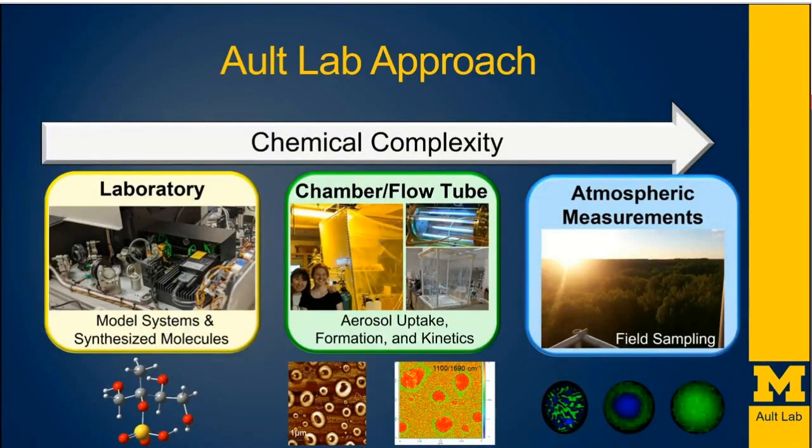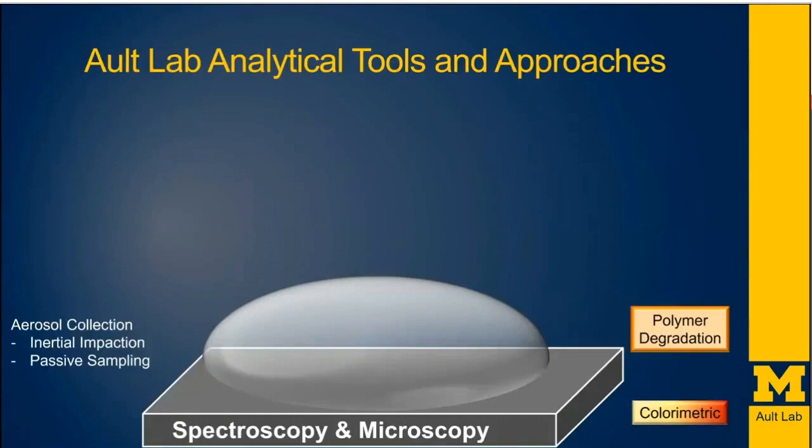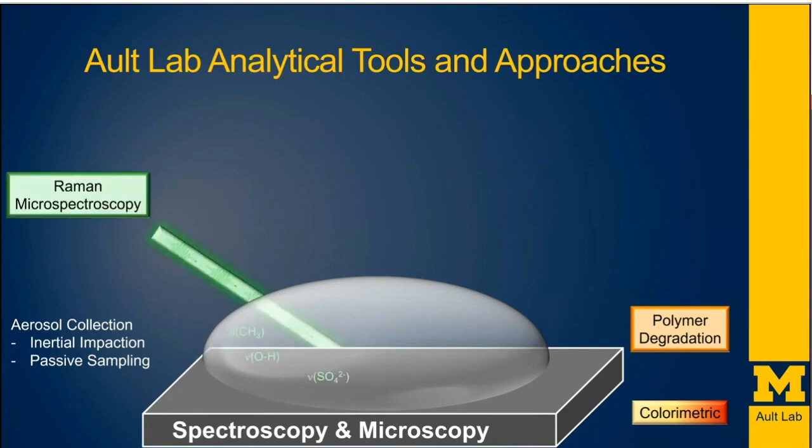And so with all of these, we have a range of tools that we bring to bear on the problem. Typically our approach is that we collect particles onto a substrate, and that substrate can be anything from a microscope slide to a sheet of aluminum to a silicon wafer, or even fancier things like gold-coated silicon wafers, and so on. But for all of these, we collect a particle onto a surface where we can then bring it back to the lab to look at it with one of our instruments.